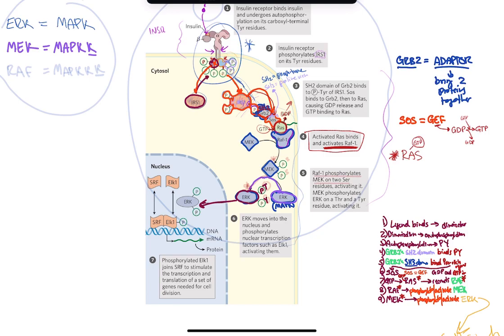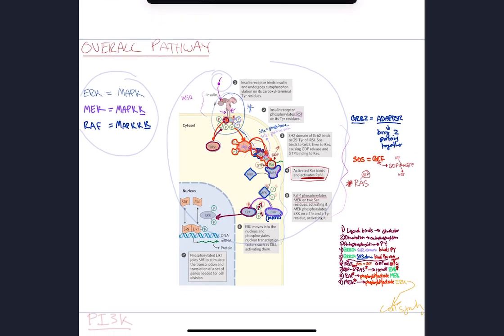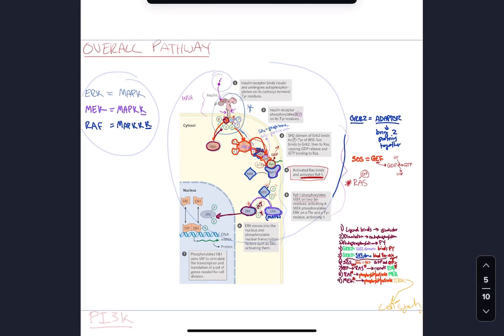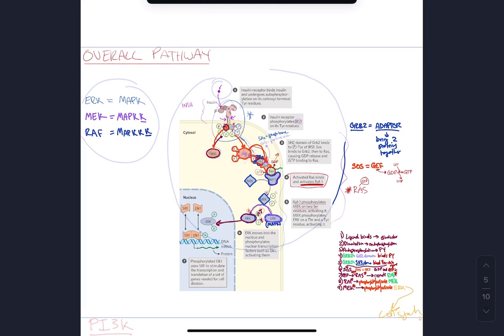So that means MAP KK is our MEK. But now we have MEK. What's phosphorylating MEK? Well, that's going to be our MAP KKK. And you guys know what that's going to be. What is doing the phosphorylation of MEK? RAF. RAF is our MAP KKK. Or a somewhat less cumbersome way of explaining it: ERK is your MAP K, MEK is your MAP KK, RAF is your MAP KKK. Okay?